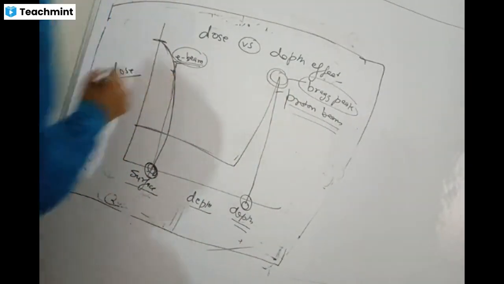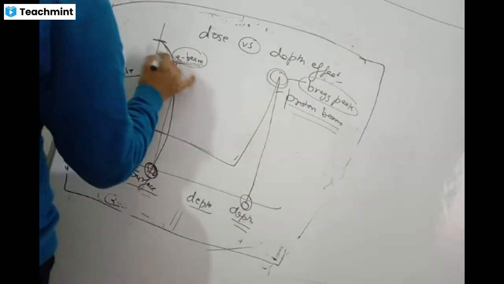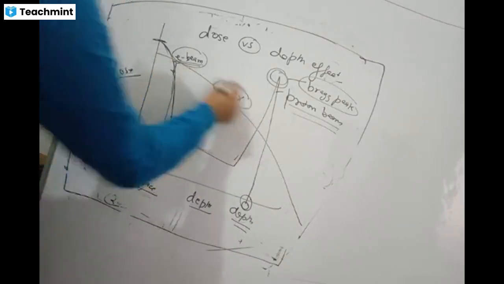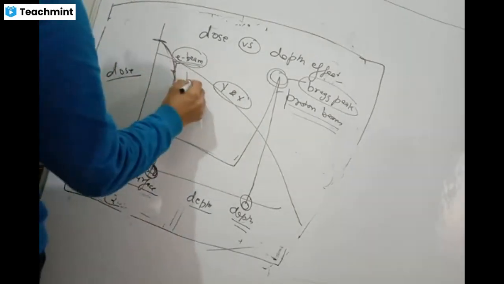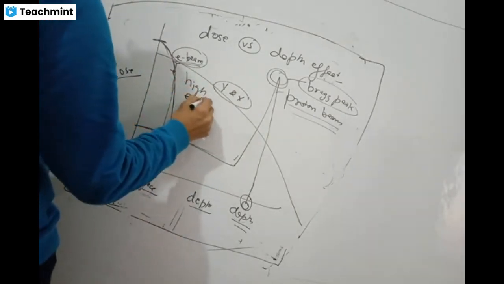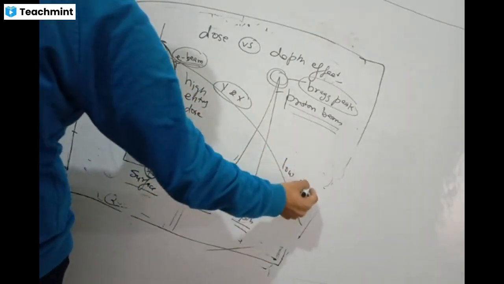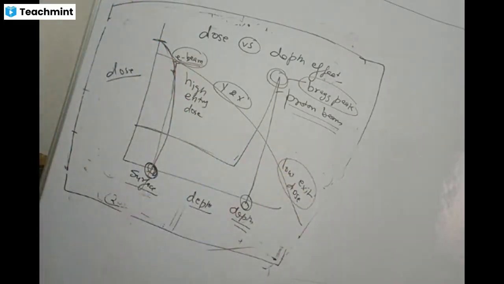And the last is our X-rays and gamma ray photons. They start here and they go like this: gamma and X-ray photons. It means these have high entry dose and low exit dose. So this is the curve, dose versus depth.